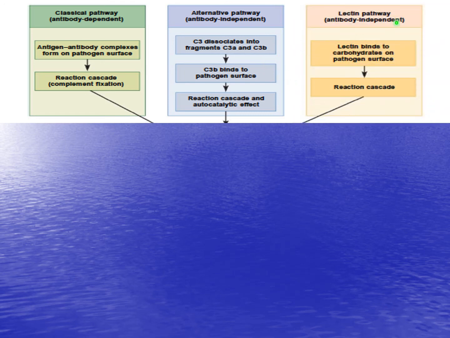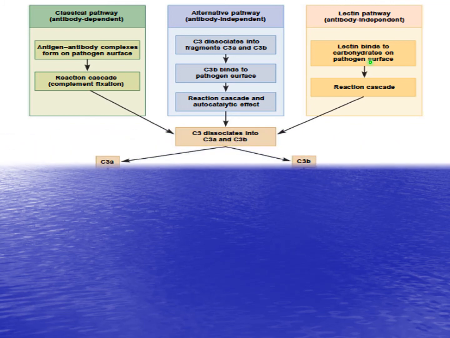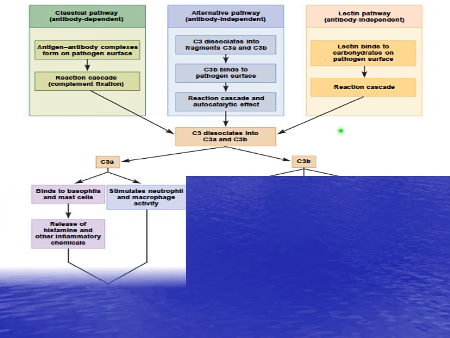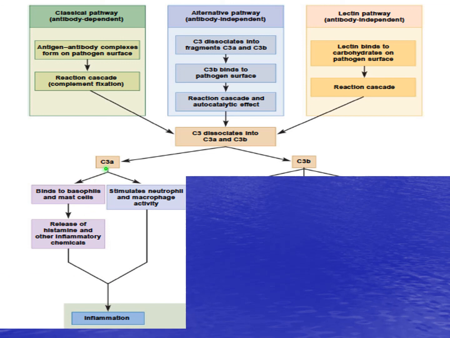And the lectin mannose pathway will actually bind to the mannose on the protein surfaces of especially gram-positive bacteria. No matter which way we activate the cascade, it all comes down here to the activation of C3 to the active forms, C3a and C3b. And these both then have different responses.